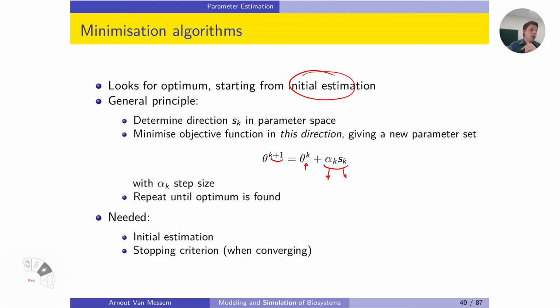So what you need is an initial estimation, so a good starting set of parameters, and you need to have a stopping criterion. When does it stop? When did I reach, or when am I close enough to, my optimal values of theta?